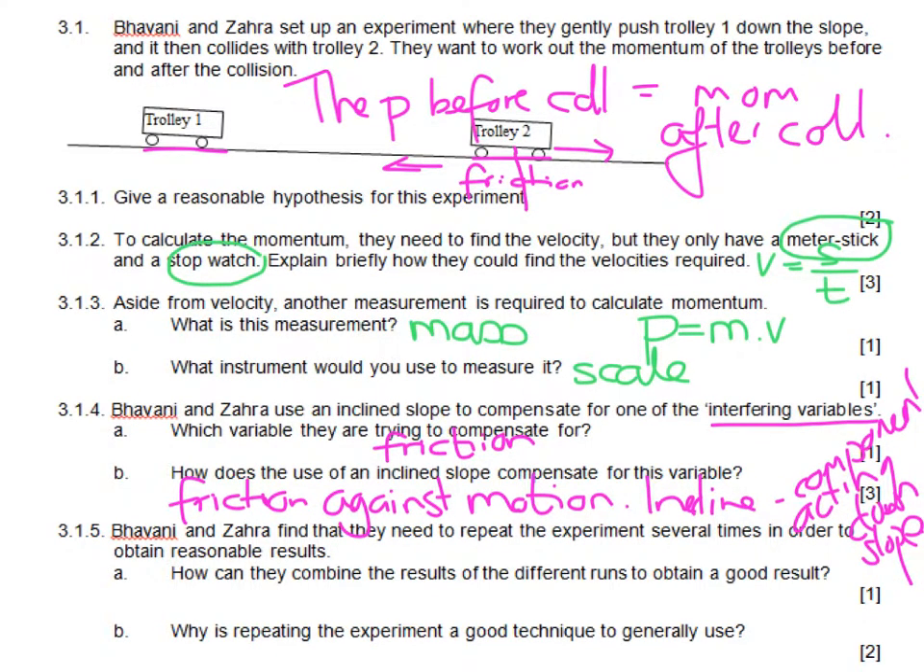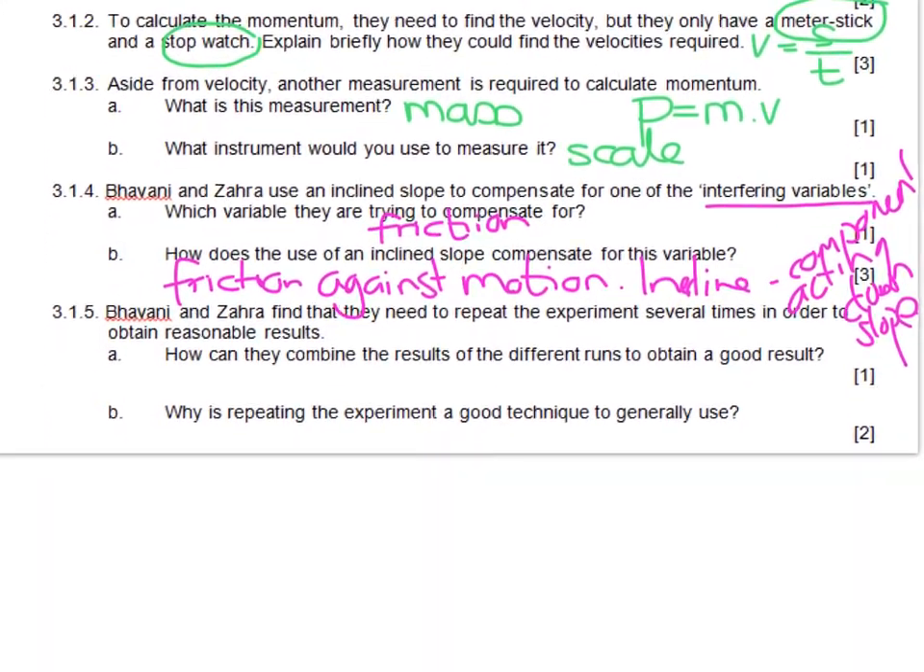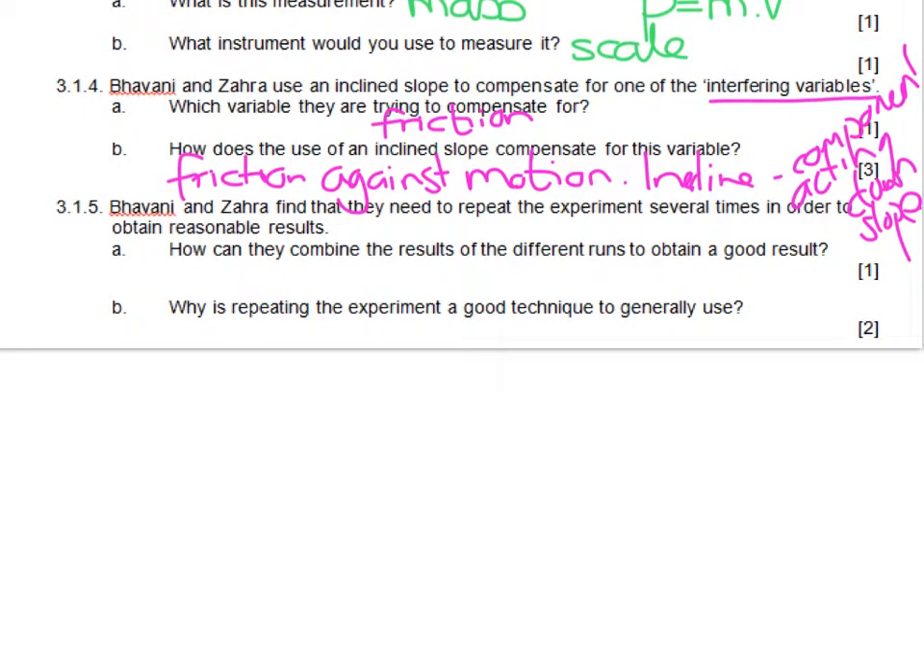Bhavani and Zara find that they need to repeat the experiment several times in order to obtain reasonable results. How can they combine the results of the different runs to obtain a good result? Again, this isn't some epiphanal thing. They just need to average their results. And then, why is repeating the experiment a good technique to generally use? And they'd love some science in there.